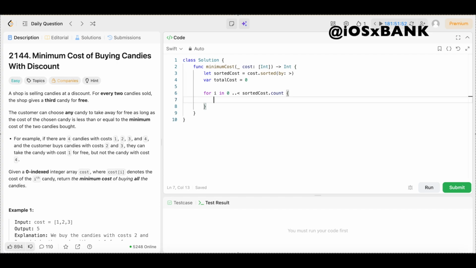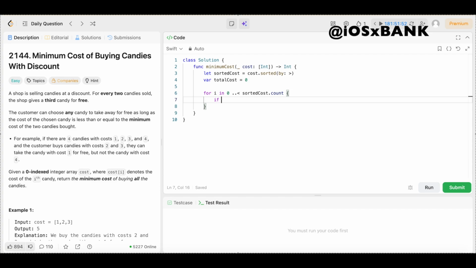Boom. Then we'll open up the brackets, and for every group of 3 candies, we're going to pay the first and second candy and get the third candy for free. And since the array indices go from 0, i plus 1 is used to represent the candy's position in the purchase order. If the candy is not every third candy, we'll add its cost to the total amount paid.